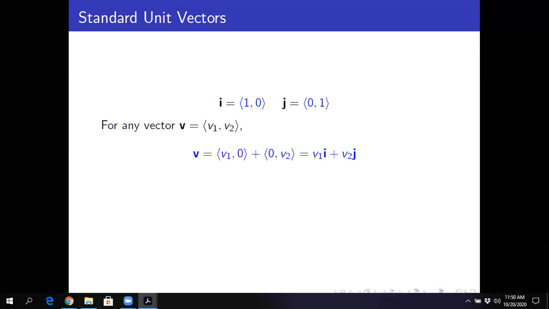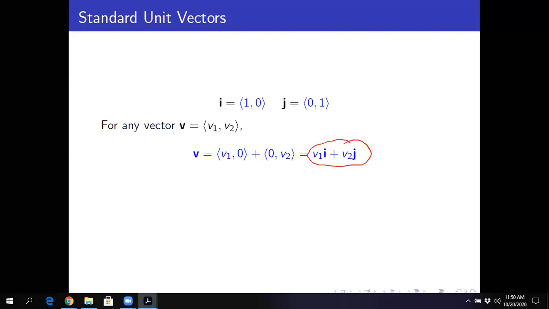So what you do is you say if v is equal to <v1, v2>, then of course that's the same thing as <v1, 0> plus <0, v2>, yeah? And that's the same thing as multiplying i by v1 and j by v2, those scalars. So another way of writing a vector is by simply taking a scalar times i and a scalar times j. And basically the scalars are your x and y displacements respectively, okay?